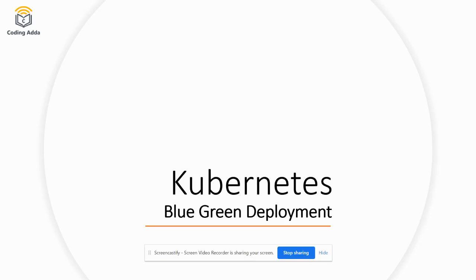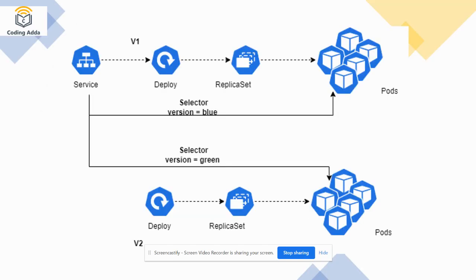So today we'll go through Kubernetes blue-green deployment. I'm not going into the basics of Kubernetes here. We'll just go with the practical demonstration of how to implement this blue-green deployment, right? This is one of the strategies that we can use while deploying our application, right?